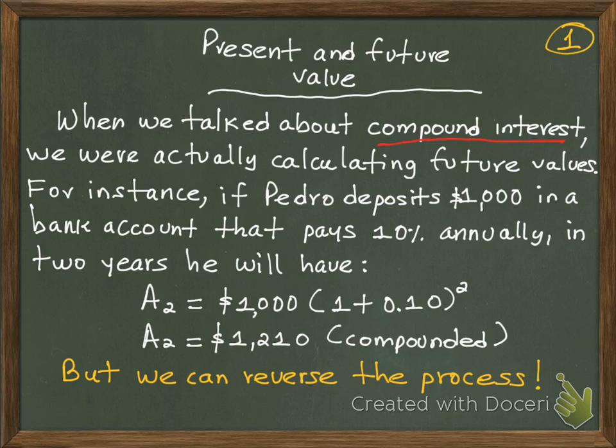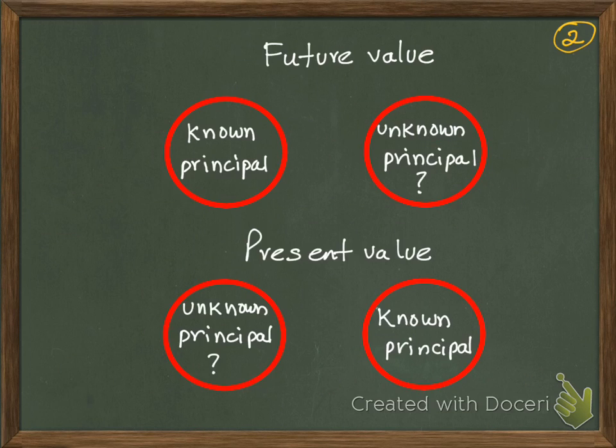If Pedro, for instance, deposits 1,000 in a bank account that pays 10% annually, in 2 years he will have 1,000 times 1.10 squared. So that'll be 1,210 compounded annually. Okay? Now, if we reverse the process, we get the present value of that amount of 1,210. It is easy to understand the concepts of present and future value.